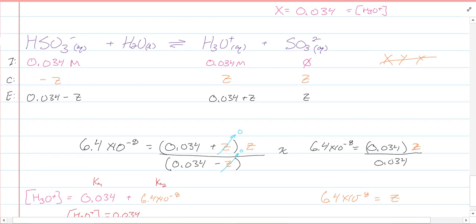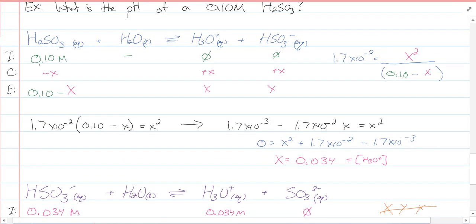And just to dive into this a little bit more, the concentration of sulfurous acid would be 0.1 minus X. So that would be, and I'll write it in blue here, 0.066 molar.